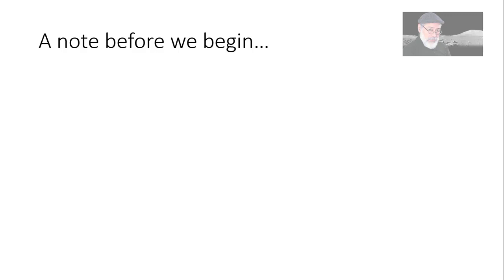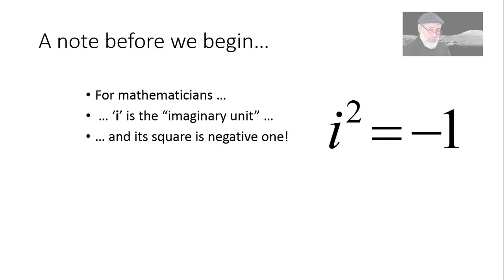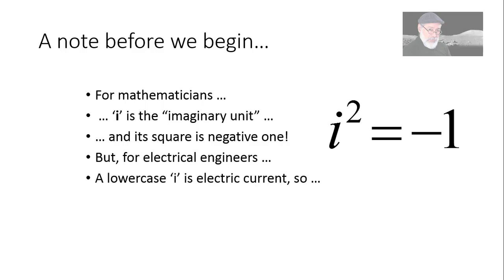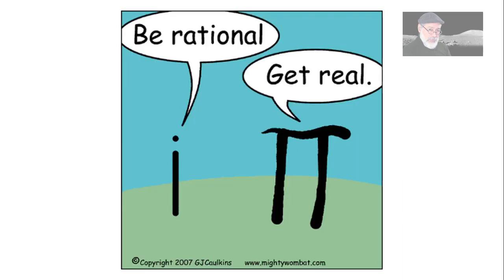A note before we begin. For mathematicians, i is the imaginary unit. You square that, you get -1. But for electrical engineers, a lowercase i is electric current, so we use j instead, and that is the standard use in electrical engineering. j squared is -1.